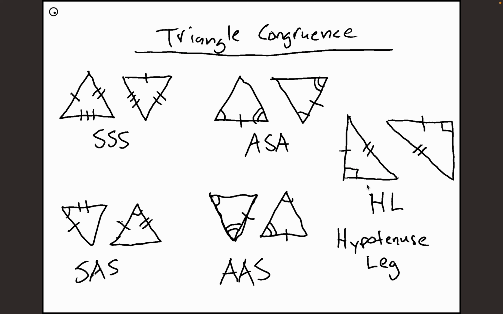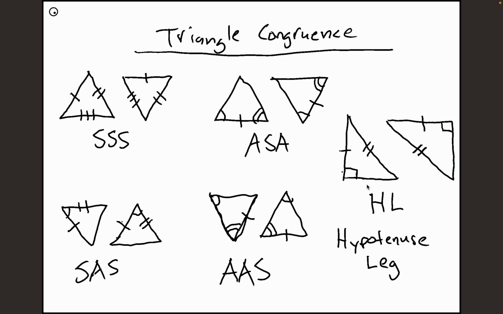Hypotenuse leg only works on right triangles. But you have to pay attention to this part. The hypotenuse is that diagonal line. It is the side that's directly opposite from that 90-degree angle. That's the hypotenuse. Our legs are the sides that are connected to the 90-degree angle. So a hypotenuse leg has 2 legs. Just one of them has to be congruent, and the hypotenuse needs to be congruent. Does that make sense? And that's our last one. These are the only 5 ways we can prove a triangle is congruent. These are the only 5.